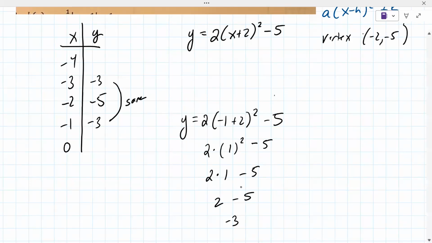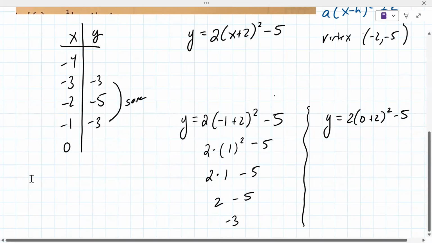Okay, and also by symmetry, the 0 and the -4 output will also be the same. So we're going to try that now. We're going to put 0 in for X. We'll do that here off to the right. Y equals 2 times 0 plus 2 squared minus 5. I'd like you to try simplifying this for me, please.